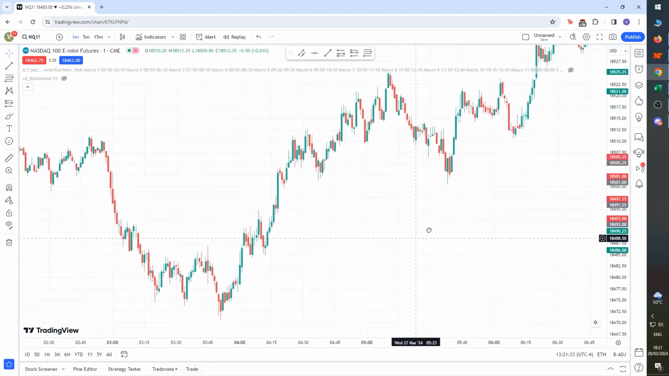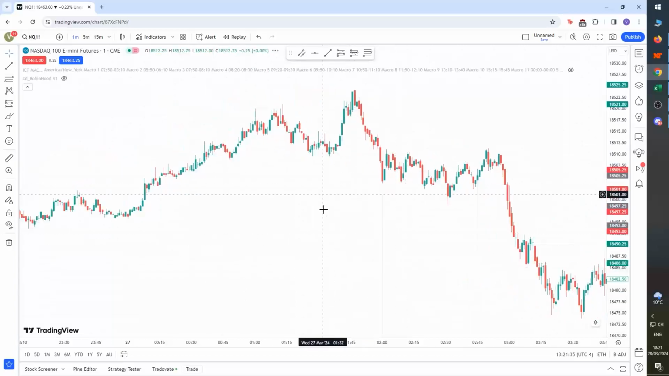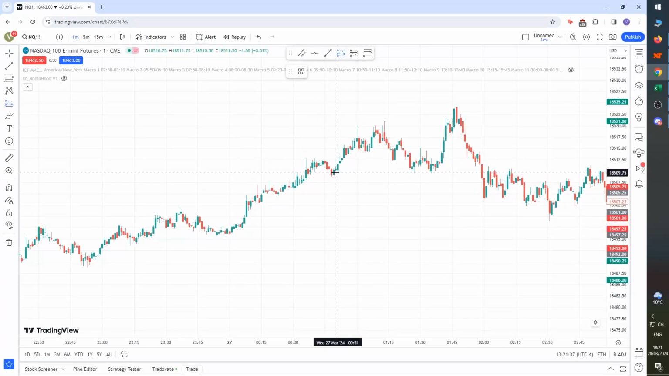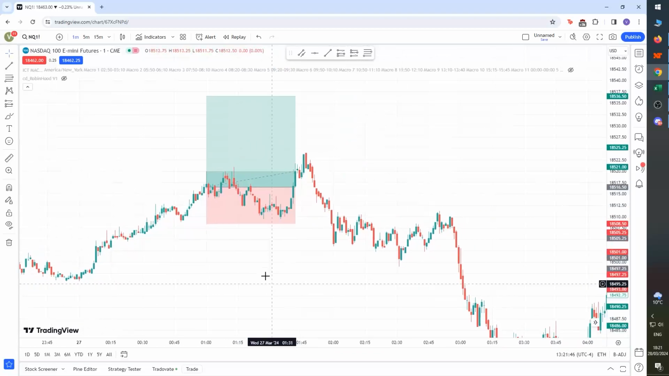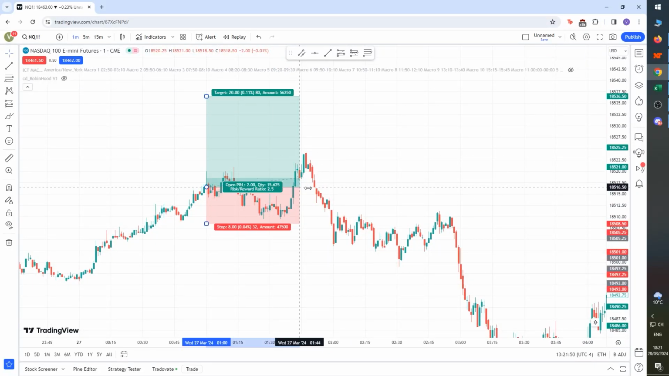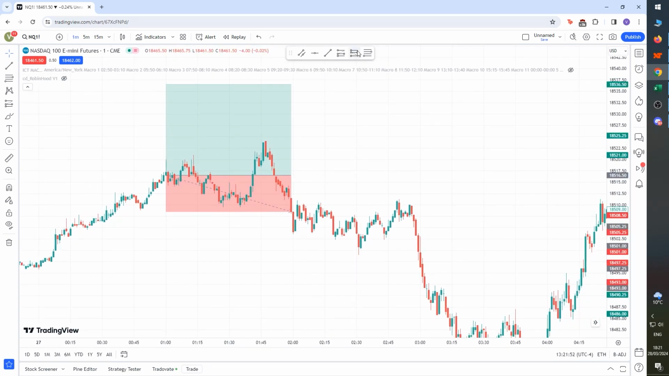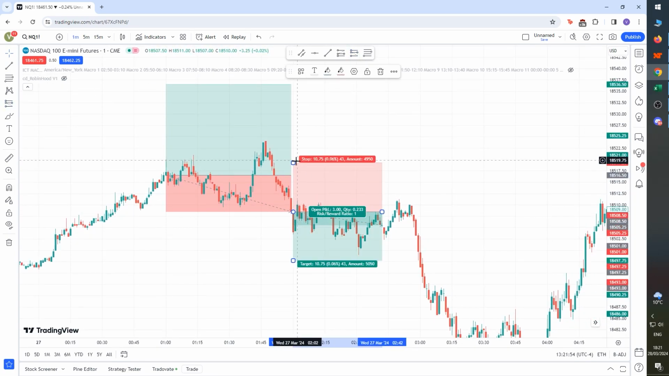1 a.m. here. I know it looks quite big, the stop loss, quite high, but it works out a lot of the times. So that's why I'm sticking to it. It's given me good results.